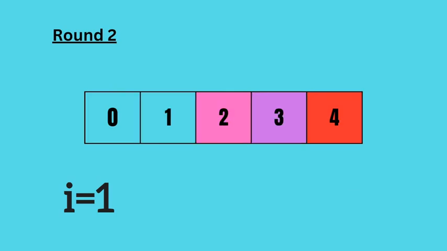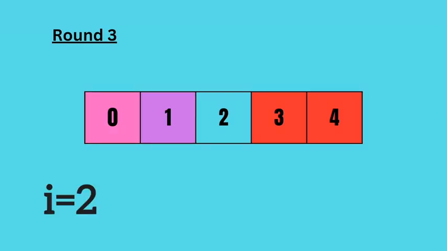Then j will become 2 and elements 2 and 3 will be compared. Then we end with round 2 and we get our second greatest element, which is marked in red. That will also not be touched anymore now. Now as we move on to round 3, again one more step, that is one more j loop, will reduce.